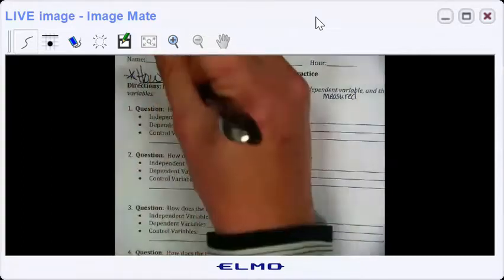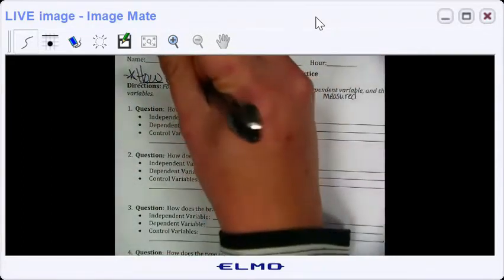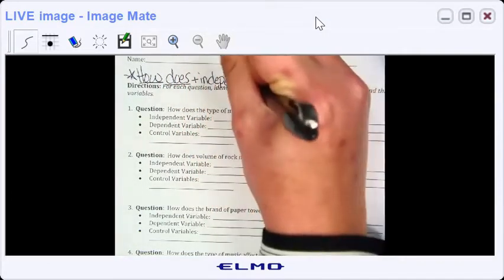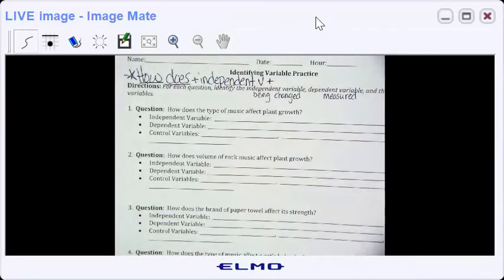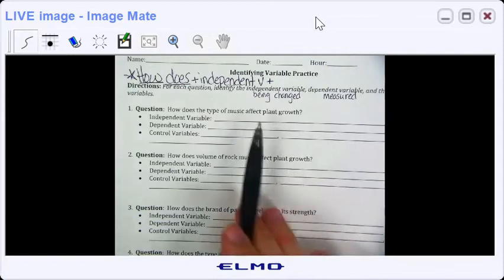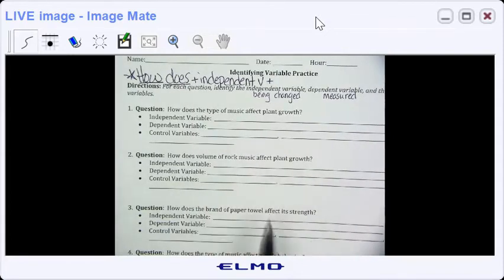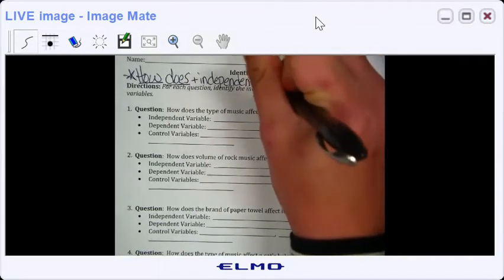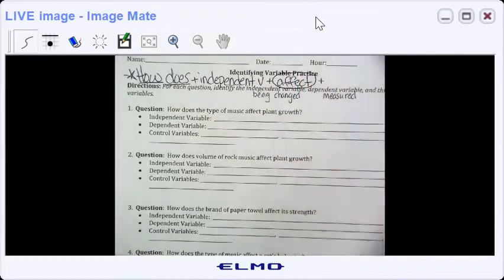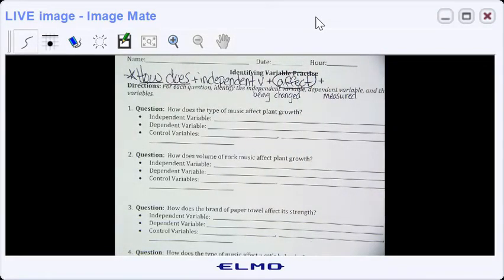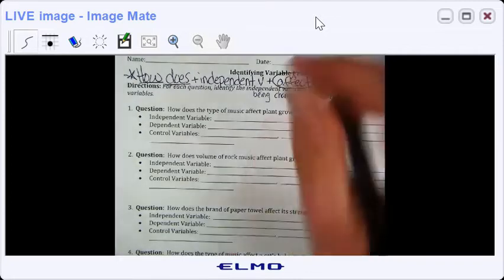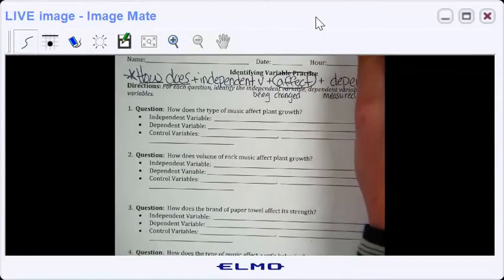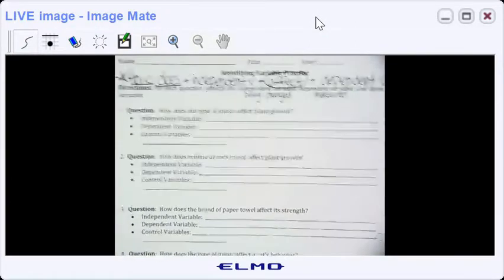And if you remember, independent variables are always written first. Next, we have that connecting word. And if you remember, it is effect. I like to circle this word. After the word effect, we can always find our dependent variable. So let's try it.